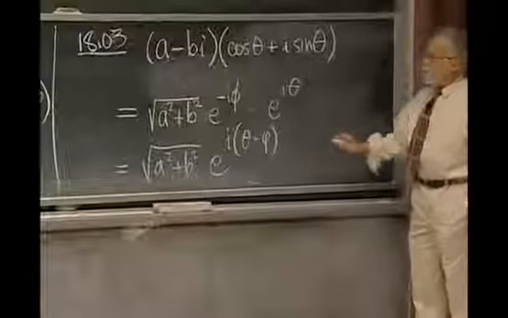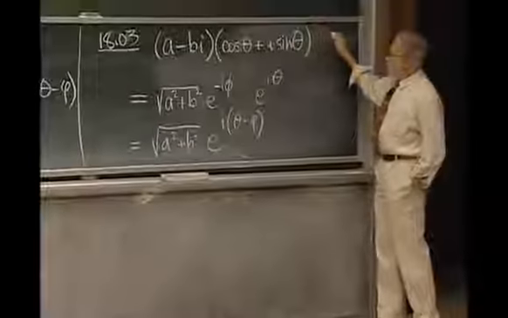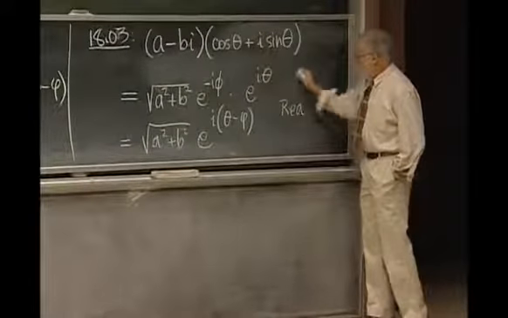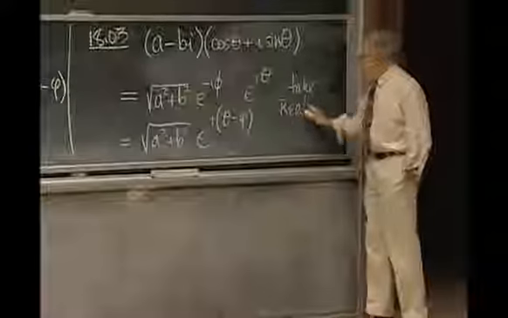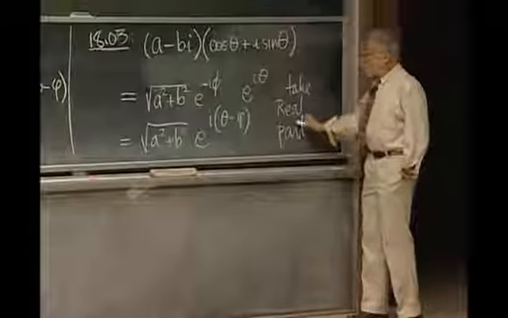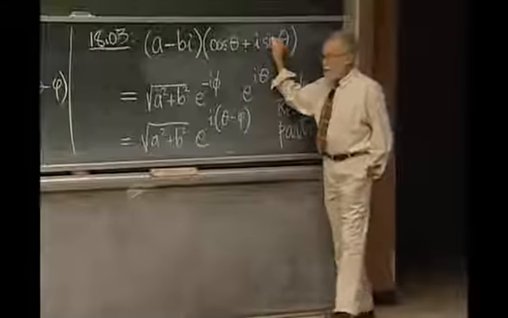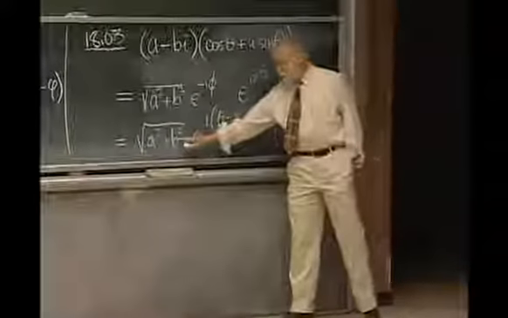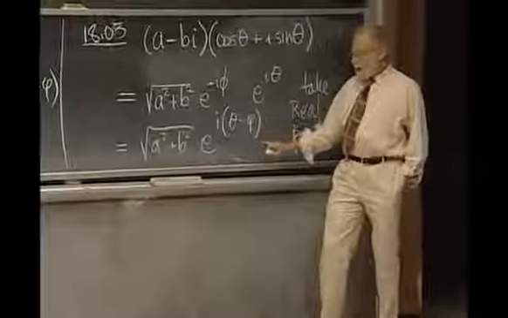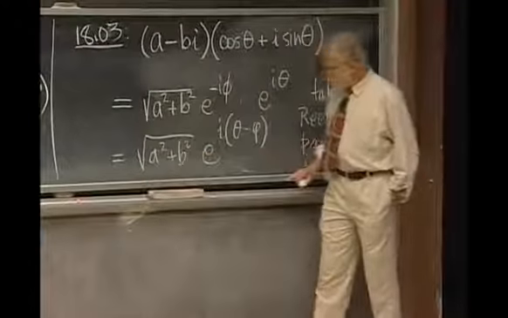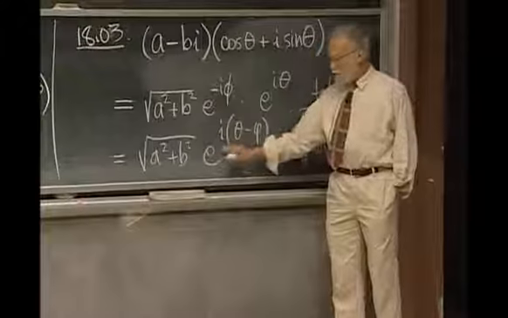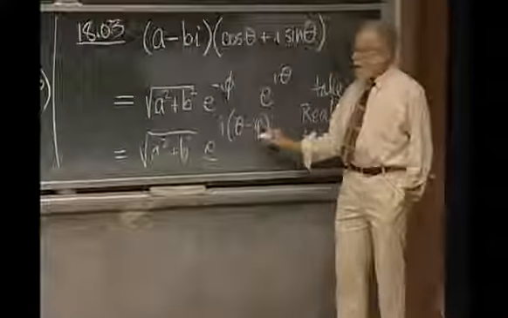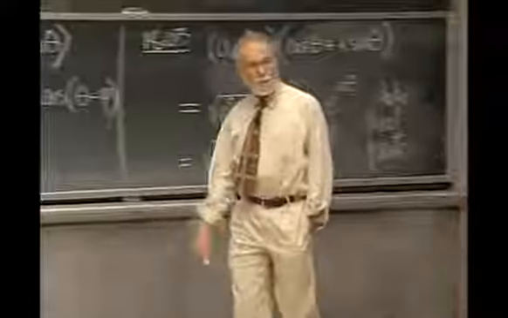And now, what do I want? The real part of this, and I want the real part of this. So let's just say, take the real parts of both sides. If I take the real part of the left-hand side, I get a cosine theta plus b sine theta. If I take the real part of this side, I get the square root of a squared plus b squared times the cosine, that's the real part, right, of theta minus phi, which is just what it's supposed to be.